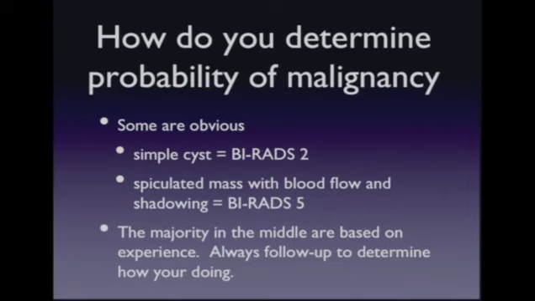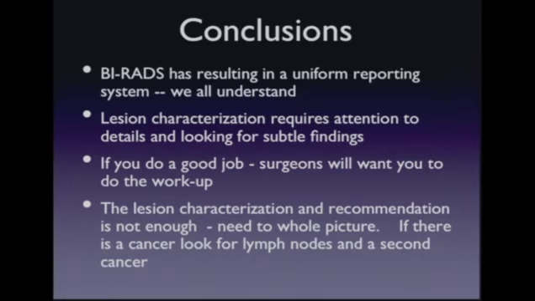So, for example, if you're calling lesions BI-RADS 3 and you notice that 10% of those are malignant, you need to readjust your scale, because no greater than 2% of the lesions you call BI-RADS 3 should be a malignancy, and actually in most studies that should probably be less than 1%. So in conclusion, BI-RADS has resulted in a uniform reporting system that we all understand.